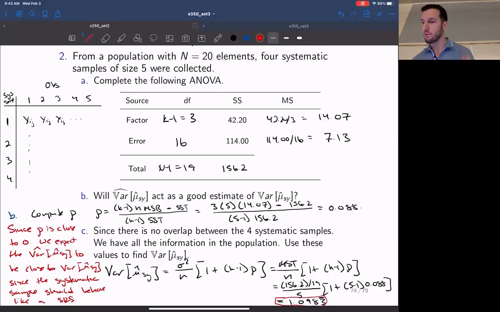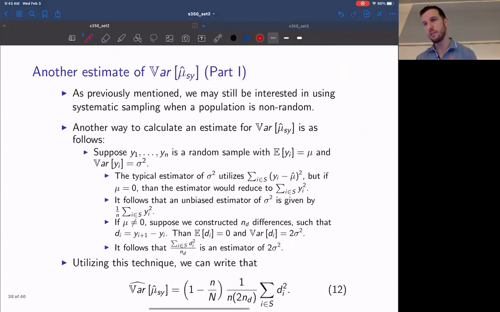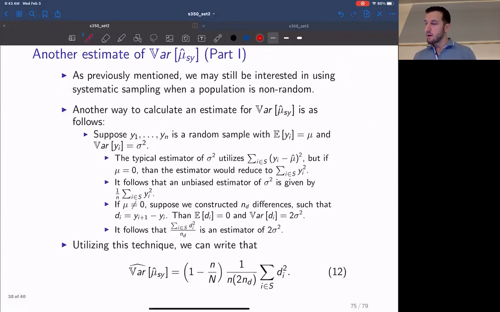Okay, so there's only one more topic I want to talk about in this lecture set, and then on Friday we can start the stratified stuff. So the last estimation procedure based off of a systematic approach. Okay, so this is called estimation based off of differencing, essentially, and the idea is as follows.